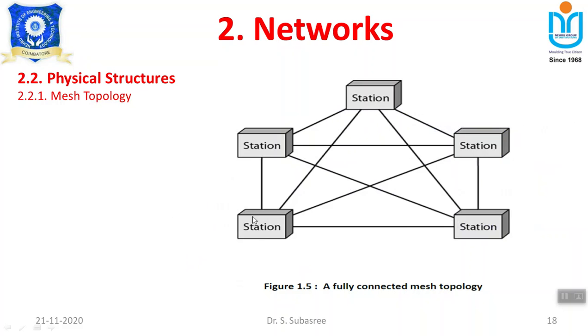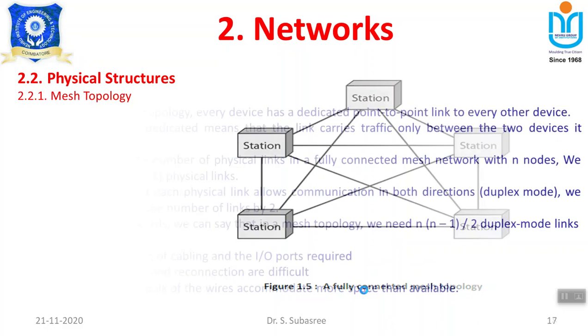See here, there are 5 stations. Each station is connected with all other stations. For example, if you take this station, it has 4 connections: station 1, this one, and also this one and this one. This is called fully connected. What is the meaning of fully connected? All stations have an association or link with all other remaining stations. That is the reason why it is called a fully connected mesh topology.